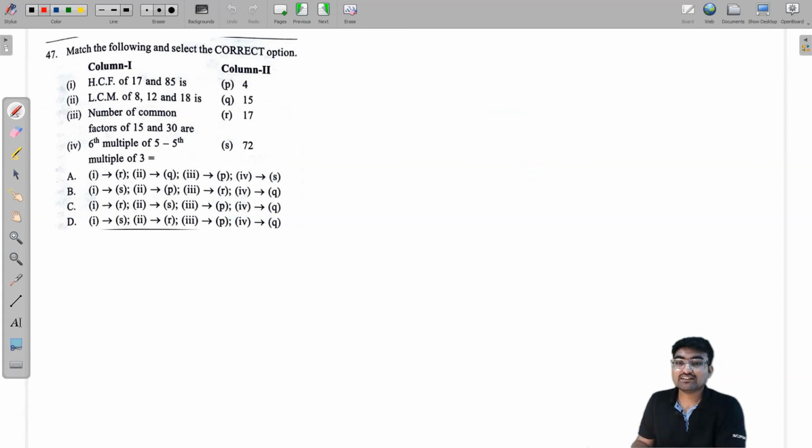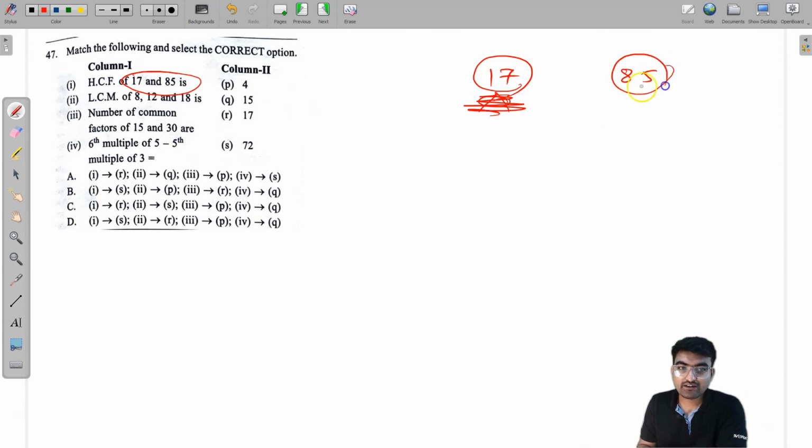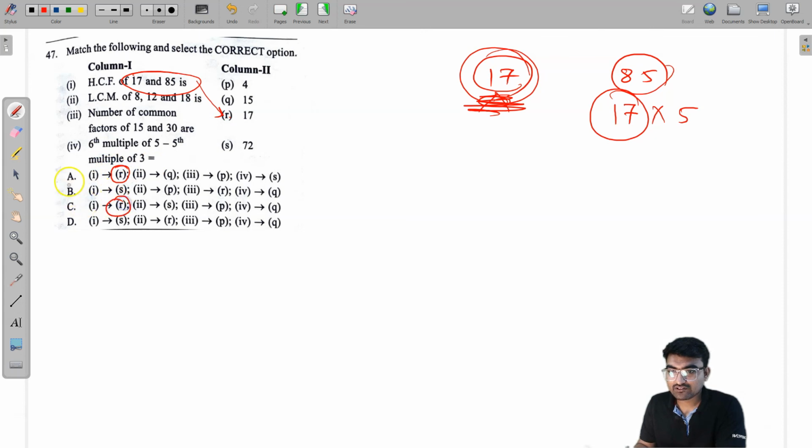Match the following and select the correct option. Okay, so HCF of 17 and 85. 17 is a prime number, right? So there are no factors for 17, so 17 will be as it is. And 85 can be written as 17 into 5, right? So the HCF will be the only common number, that is 17, right? So this one should be connected to R. That is done in the first and third, so the option will be either A or C. Now let's look at the second.